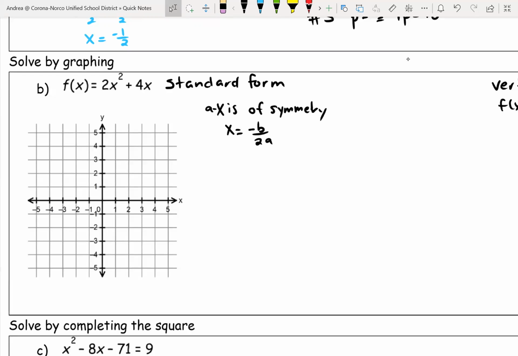So in this one, the b value is 4. When I plug it in, it becomes -4 because it's the opposite sign, divided by 2 times the a value, which is 2. So that gives me -4. 2 times 2 is 4. So I get -4 divided by 4. So x equals -1.